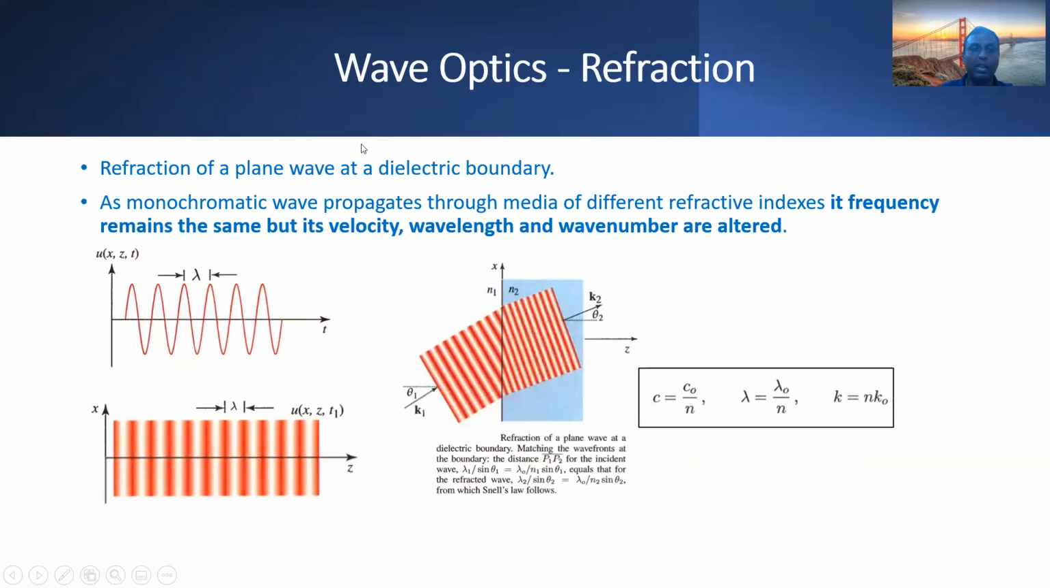Refraction of a plane wave at the dielectric boundary. As a monochromatic wave propagates through media of different refractive indexes, its frequency remains the same, but its velocity, wavelength, and wave number are altered. As illustrated by the waveform here, the velocity, wavelength, and wave number are altered and can be derived using the formula here.